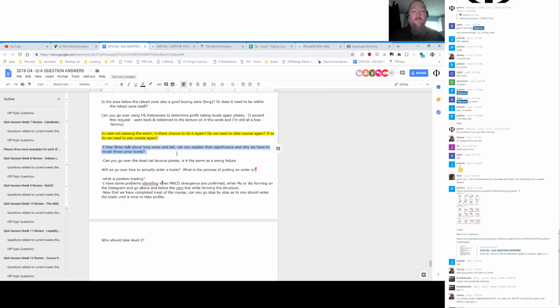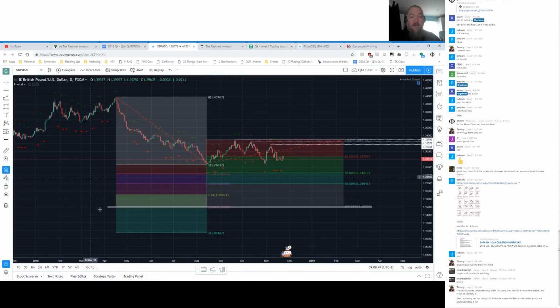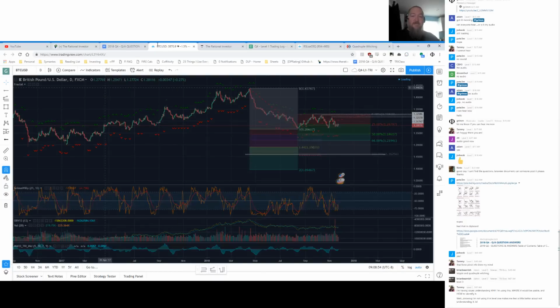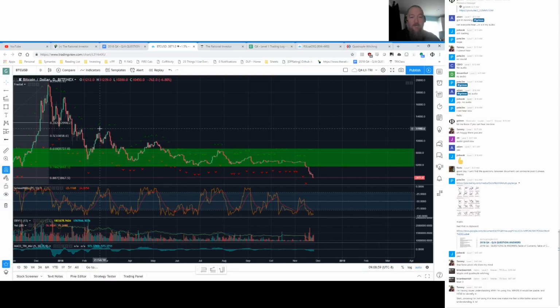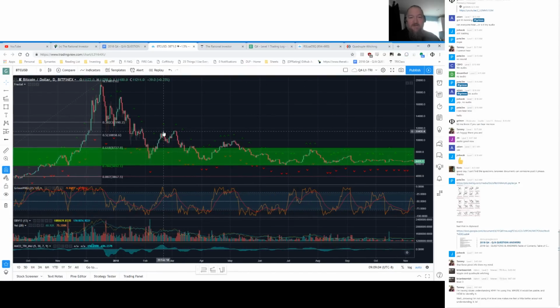I hear Brian talk about long wicks and tails. Can you explain their significance and why we have to revisit those price levels? Well, when we see price move in a certain direction and give us a wick, let me go back to BTC. When we see a wick come up, that means price moved into here during the session, but didn't close here. It closed below this point.